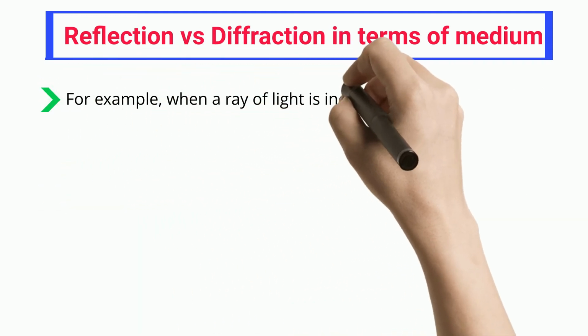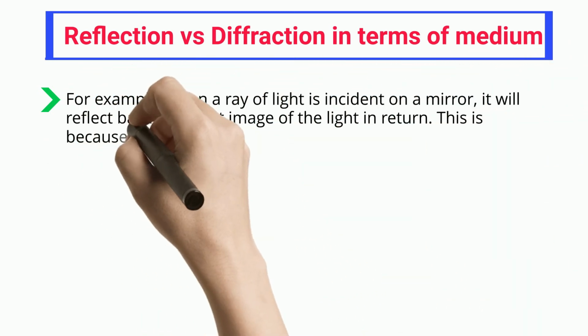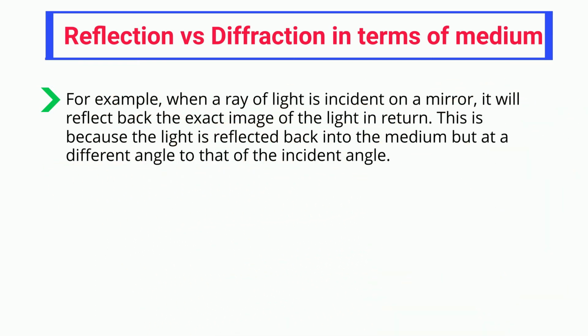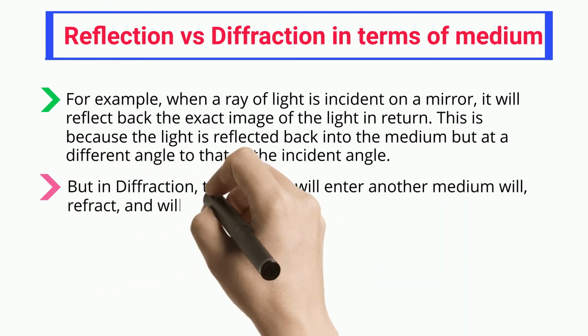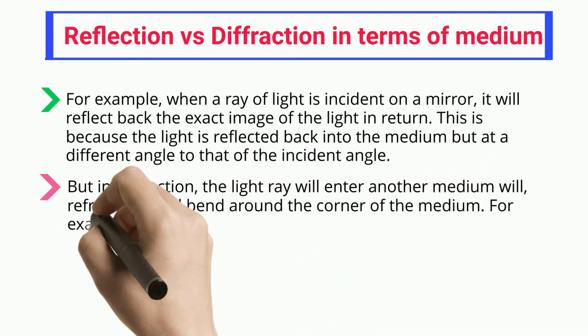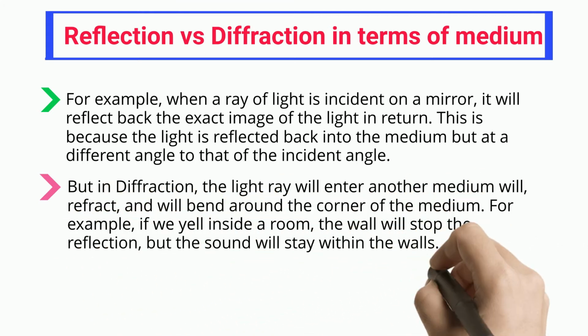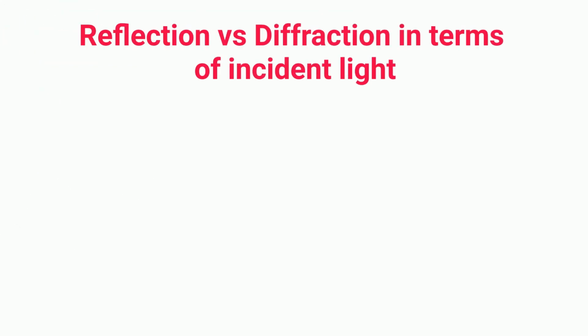For example, when a ray of light is incident on a mirror, it will reflect back the exact image of the light in return. This is because the light is reflected back into the medium, but at a different angle to that of the incident angle. But in diffraction, the light ray will enter another medium, will refract, and will bend around the corner of the medium. For example, if we yell inside a room, the wall will stop the reflection, but the sound will stay within the walls.